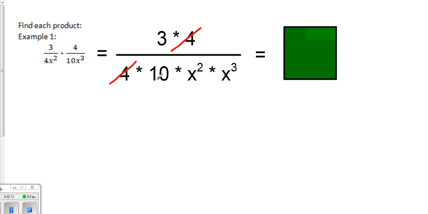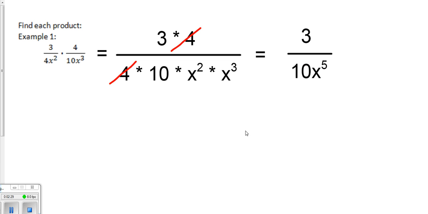3 doesn't divide out of 10. Those are kind of reduced. And there's no x's on top, just the x's on bottom, so now we just have to put everything together. 3 on top, and 10 and x to the 2 and x to the 3 makes x to the 5 on bottom. So 3 over 10x to the 5th.